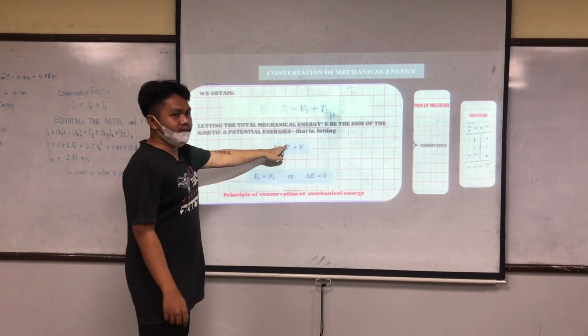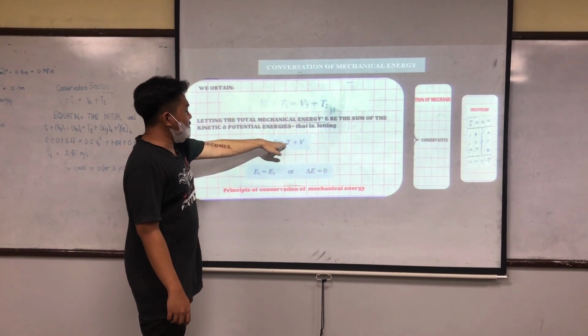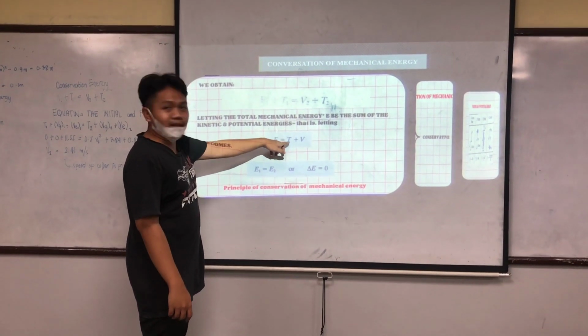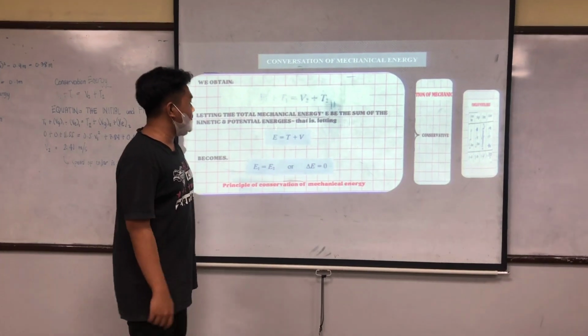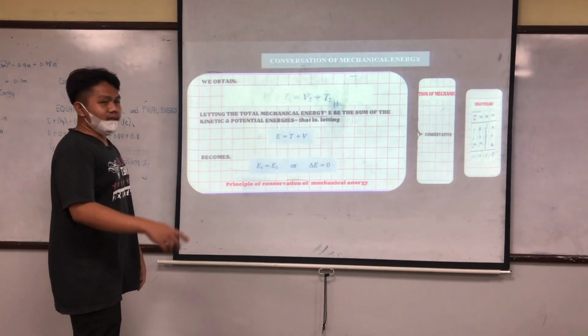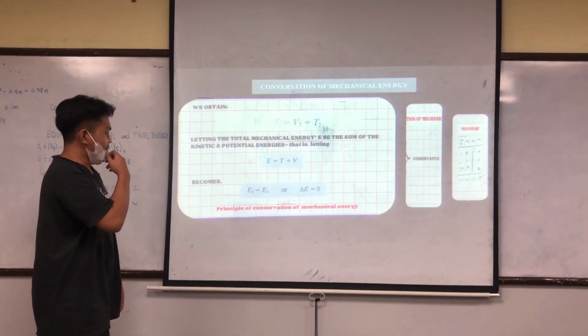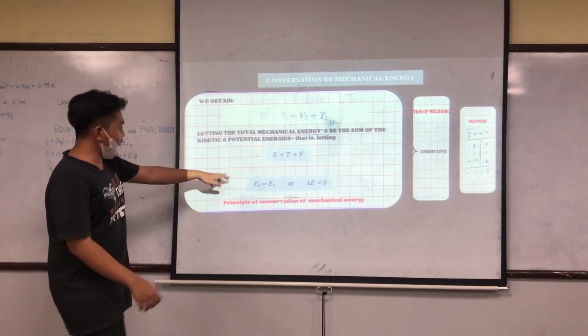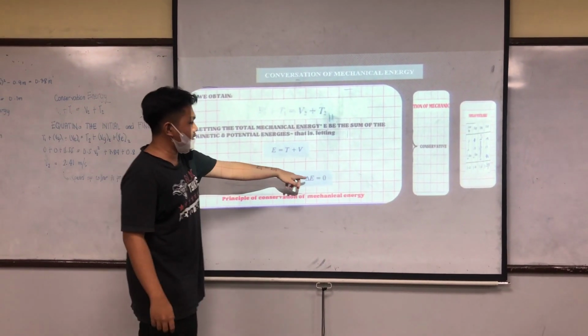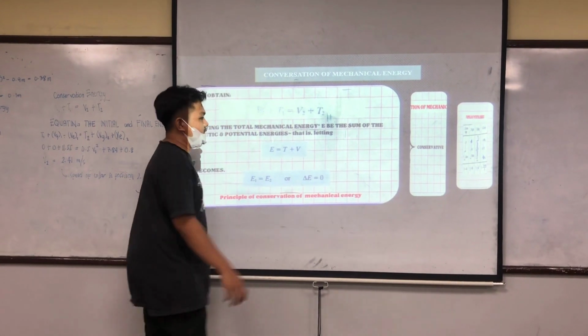T is the denotation of kinetic energy, and V is the potential energy. So E1 equals E2, or the change of mechanical energy is zero. So, next part.